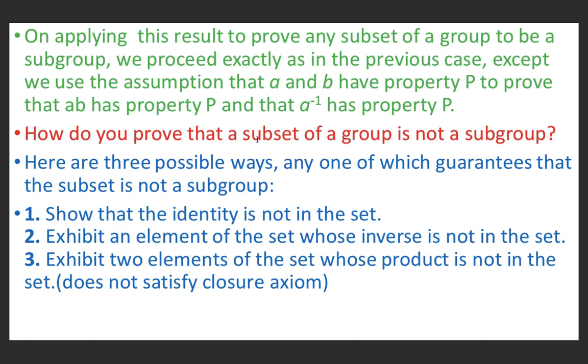So how do we prove that a subset of a group is not a subgroup? Here there are three possible ways, any one of which guarantees that the subset is not a subgroup. First, show that the identity is not in the set. Second, exhibit an element of the set whose inverse is not in the set. Third, exhibit two elements of the set whose product is not in the set, meaning it does not satisfy closure. If we can prove any one of these conditions, then the subset of a group is not a subgroup.